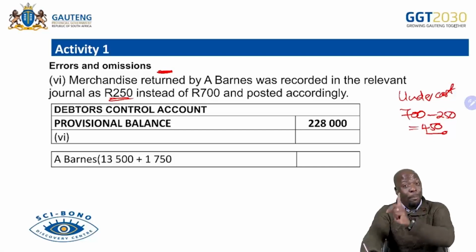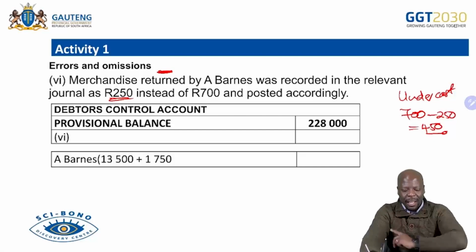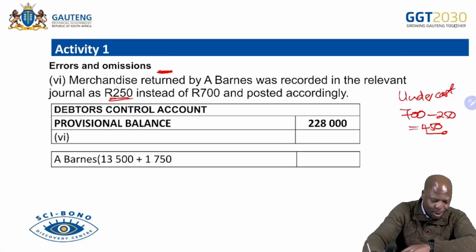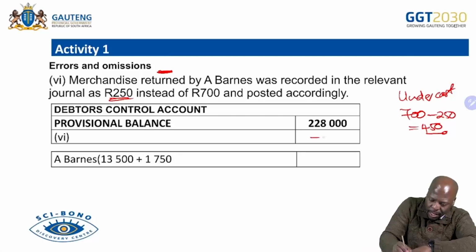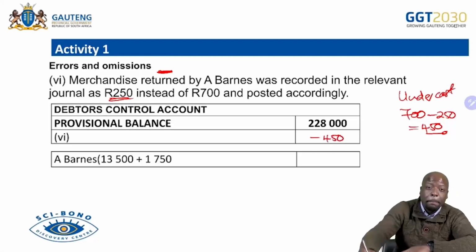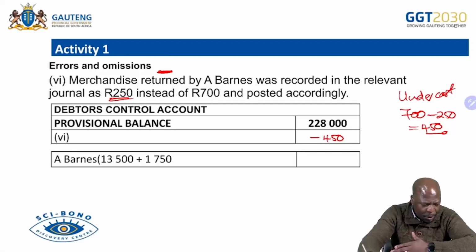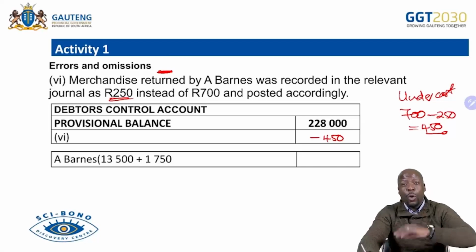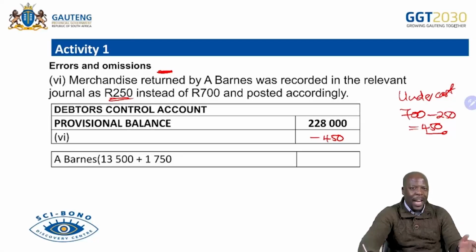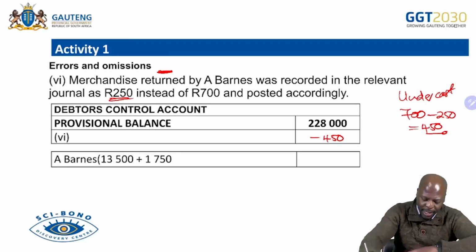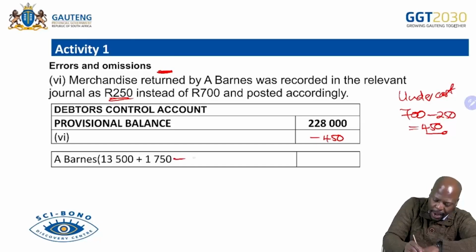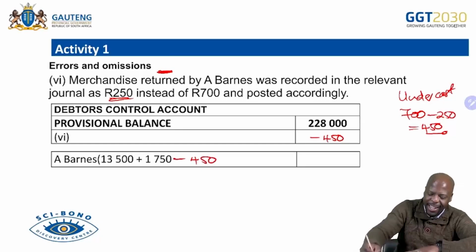You need to subtract more so that you have a total of 700 subtracted. That means if I come to my debtors control, I'm going to subtract another 450. Subtract 450. But then what happens to Mr. A. Barnes? With Mr. A. Barnes, it's going to be the same, because when we are posting from the journal to the control and to the list, we made the same error. So it's going to be minus 450 as well here.